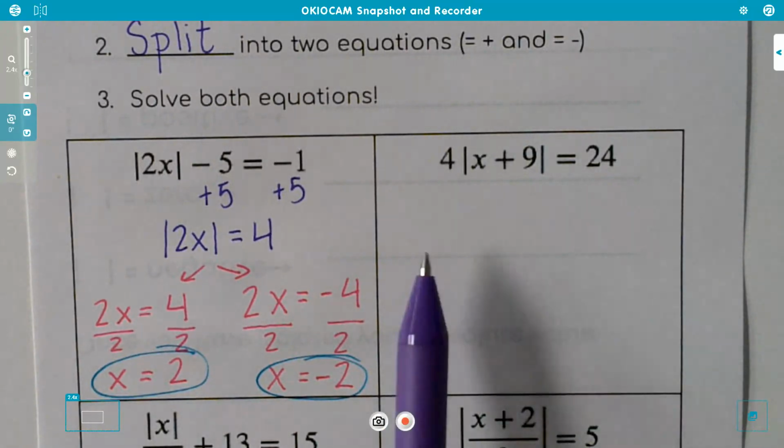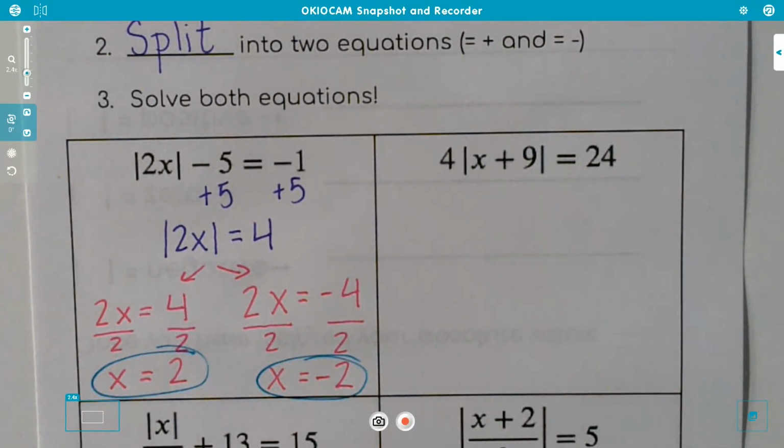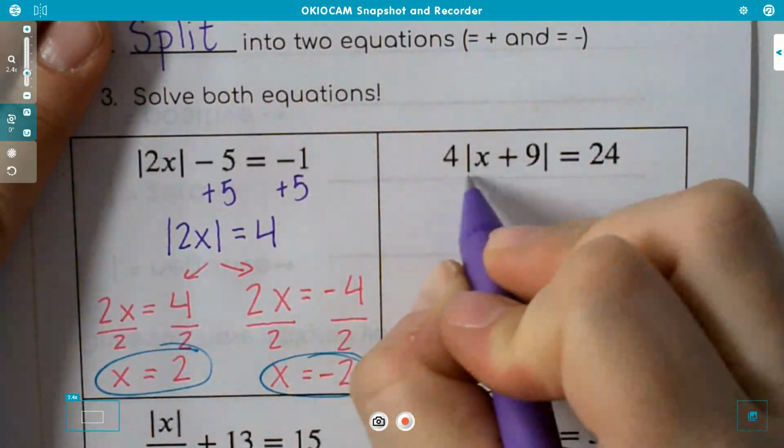All right, the next one. What is outside of the bars here? 4. Okay. What operation is that 4 doing to our absolute value? Multiplying. So yesterday when we were multiplying up against our radicals, people were getting confused for some reason. If it's just right in front and there's no sign, that's multiplication. So we're going to divide both sides by 4.